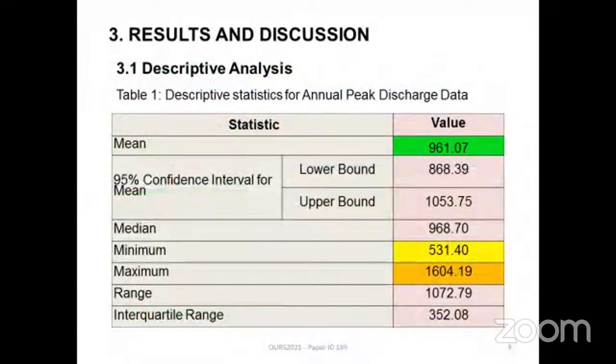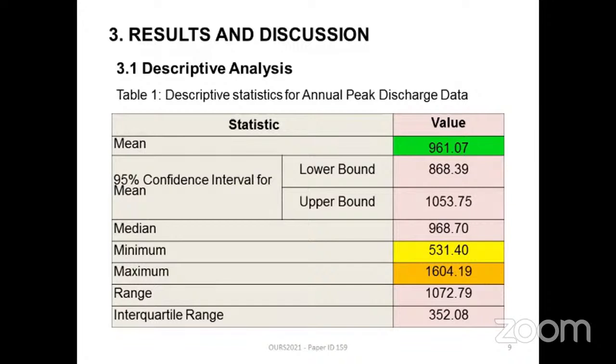From this slide, I will explain the results obtained from the study. Table 1 shows the descriptive statistical results obtained from annual peak discharge data. Here, the mean annual peak discharge is 961.07 Qmex and it falls within the 95% confidence limit. Maximum and minimum are 1604.19 Qmex and 531.40 Qmex respectively.